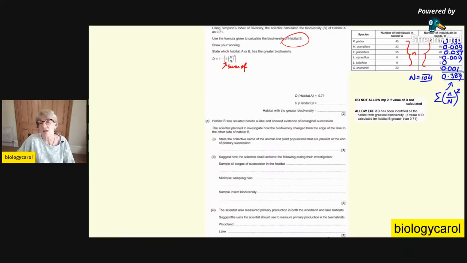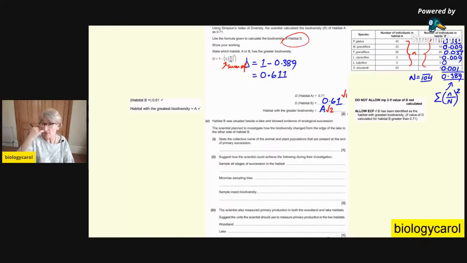So here is the sum of little n over big N squared, which is 0.389. So now to get D, I've got to take that away from 1, which equals 0.611. So if this is 0.61, this means it has a lower biodiversity index than habitat A, and therefore A is the habitat with the greater biodiversity. Oh, I've just realised this was left up there. Sorry about that. So I got both the marks for that.